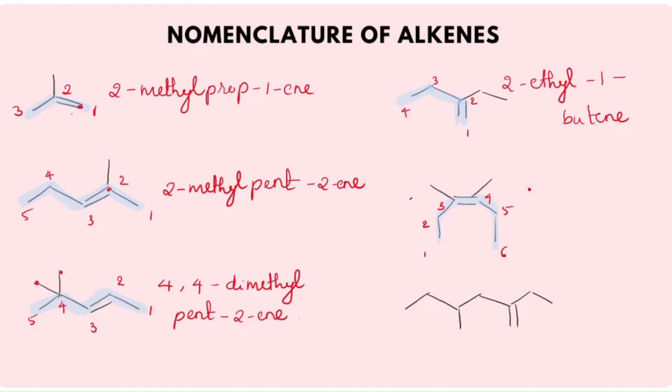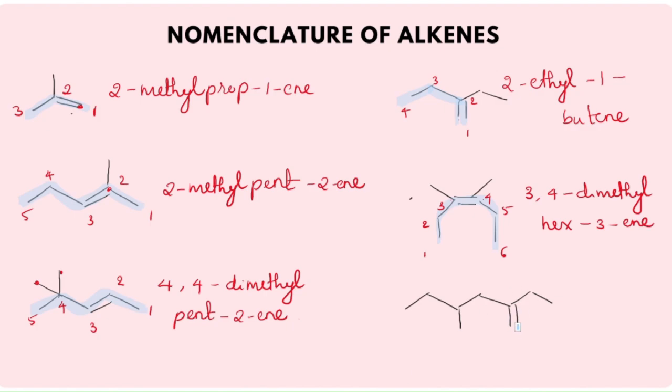Therefore, how do you name this? At third and fourth position, there are 2 methyl. Therefore, 3,4-dimethyl hex. At third position, there is a double bond, hex-3-ene.